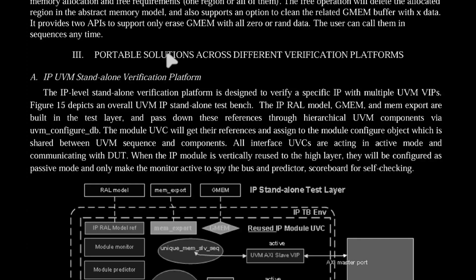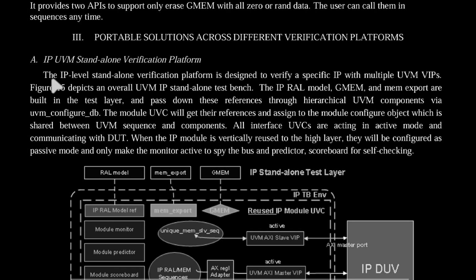3. Portable solutions across the different verification platforms. The IP UVM standalone verification platform. The IP level standalone verification platform is designed to verify a specific IP with multiple UVM VIPs. Figure 16 depicts an overall UVM IP standalone test bench.